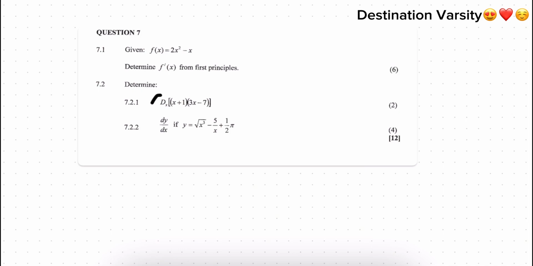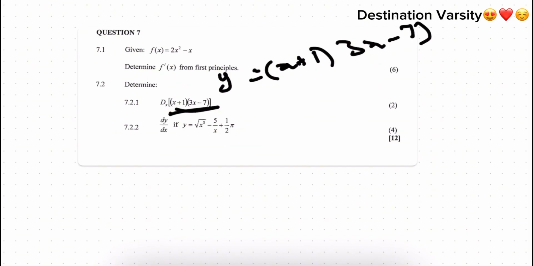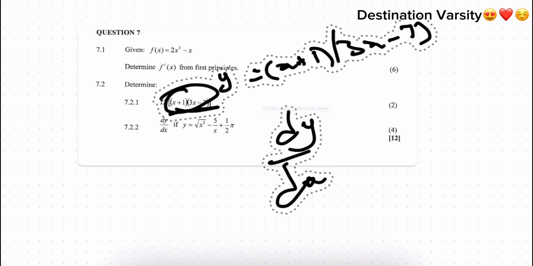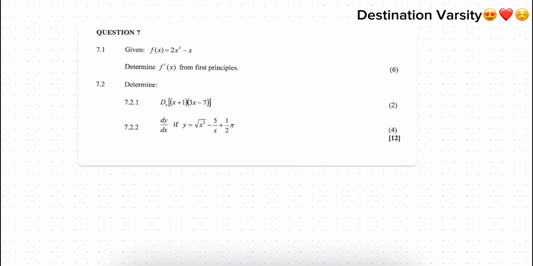Why are they saying dx here and why are they saying dy over dx? It's because here they only have x. Here there is y. So if this equation was like y equals x plus 1, 3x minus 7, they were going to say determine dy over dx. But now it only has an x, so determine the derivative. It's the same thing. You employ the same logic. It doesn't mean there's a different approach that you need to take.